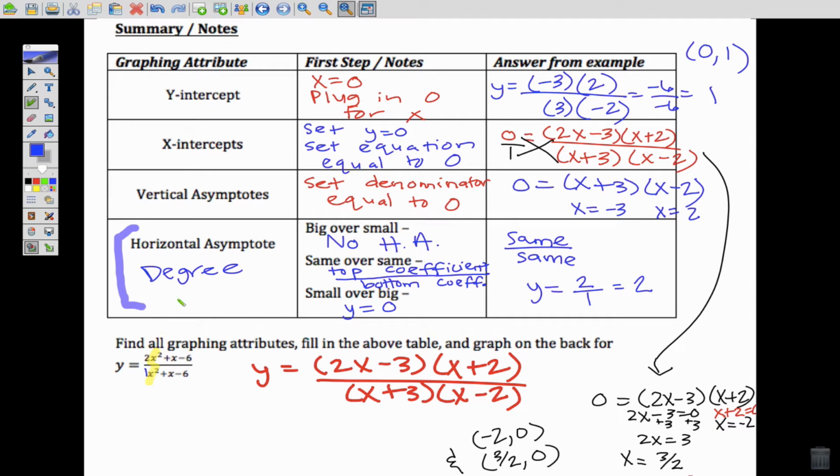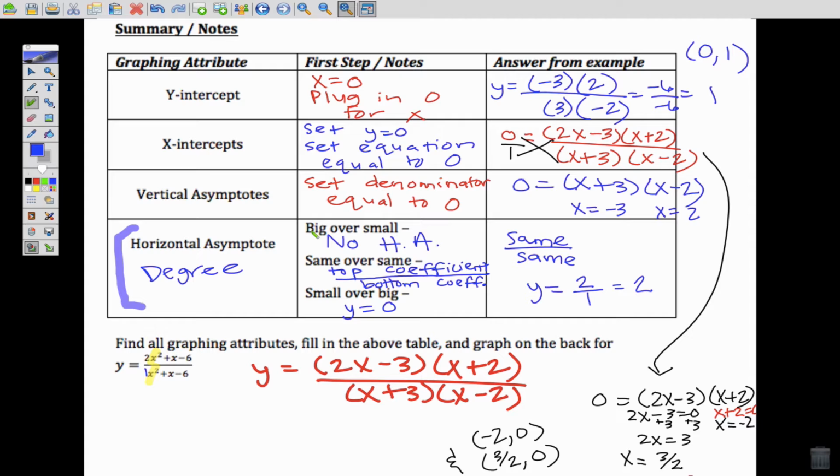That's going to tell us if we're dealing with big or small numbers, or maybe the same type of numbers. This is abstract, but I'm going to try to explain it the best that I can. If you have a big degree over a small degree, so a big number divided by a small number, nothing interesting happens. It doesn't approach a number. As x gets bigger and bigger, it's not going to approach anything. There's no horizontal asymptote, and that's what you would write down.